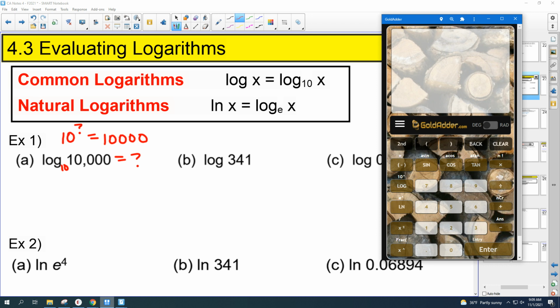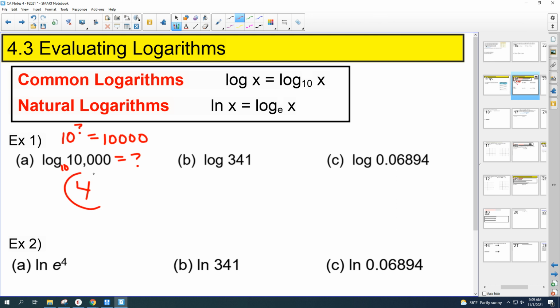Okay, if you can't, on this one, since it's just a log, we can type it in. Log 10,000 equals 4. It's not always going to come out to a nice number like that, but in this case, when it does, maybe you could do it in your head. This answer is 4.